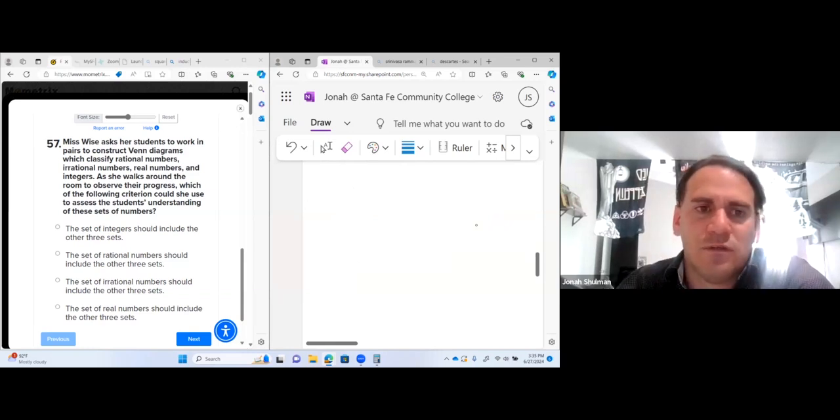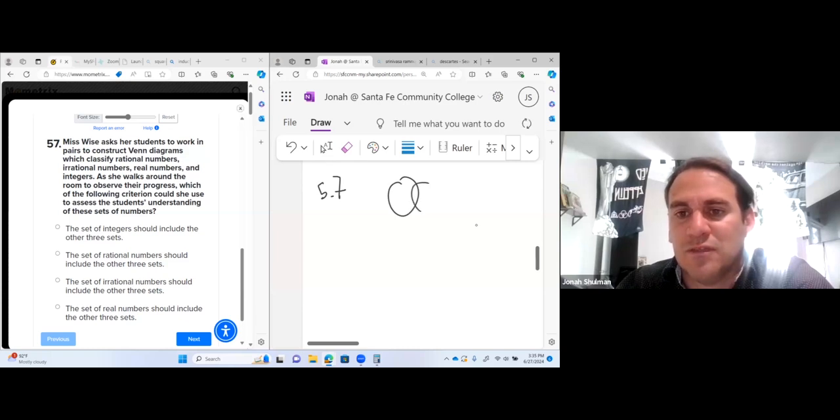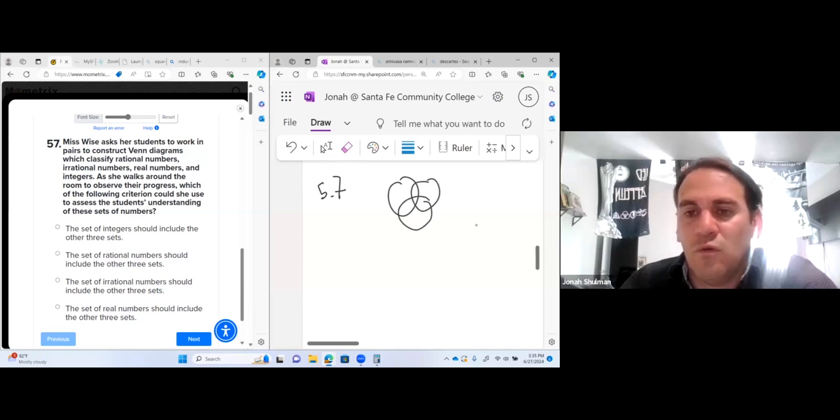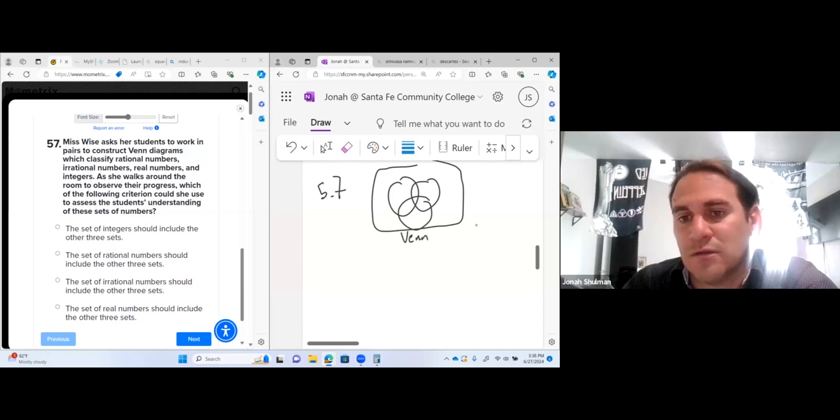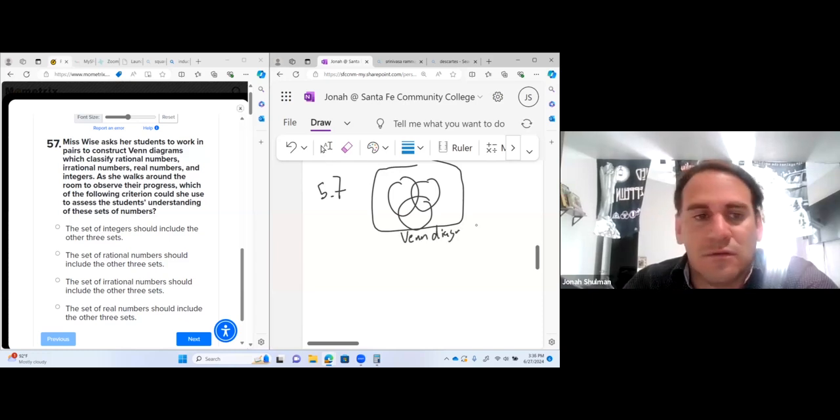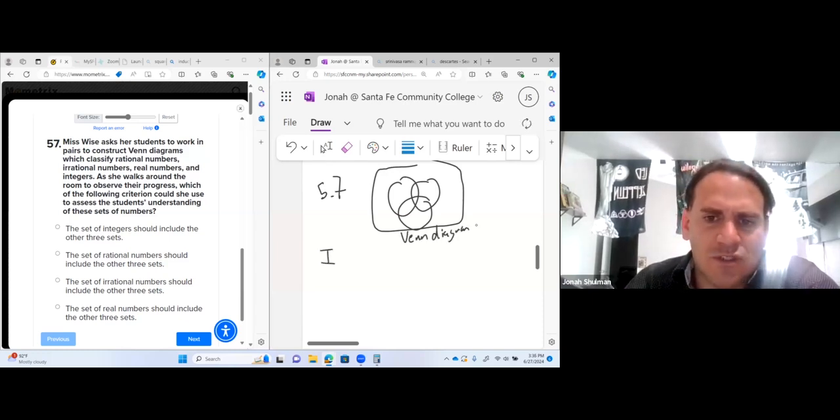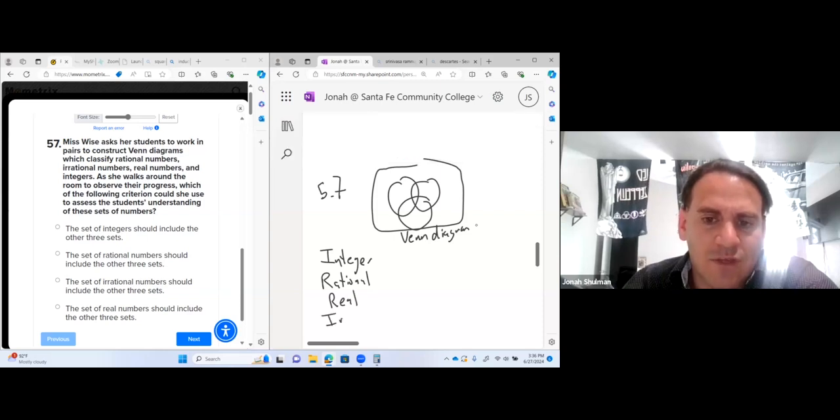So 57. And what is a Venn diagram? Venn diagrams look like this for the most part, where they could match, they could be alone, they have different properties. I'll draw a bunch of these when we do probability, but this is what a Venn diagram looks like. All right, so we have an integer, we have rational, we have real, and we have irrational.